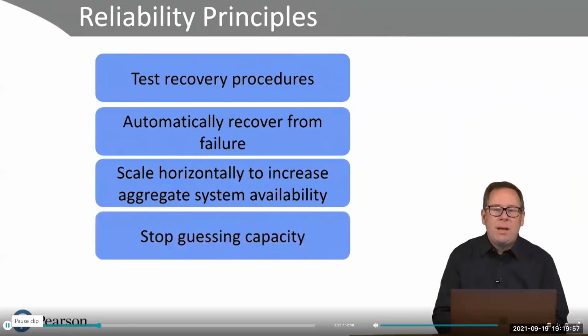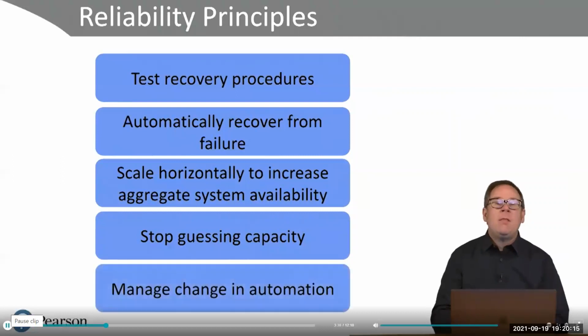Next, stop guessing capacity. There are a lot of organizations around the world that spend far too much time on capacity planning because their services are not elastic or scalable enough to increase resources on demand. The final principle for reliability is to manage change in automation. You're going to want to learn about different ways of automating deployments and updates for different services and resources in AWS.